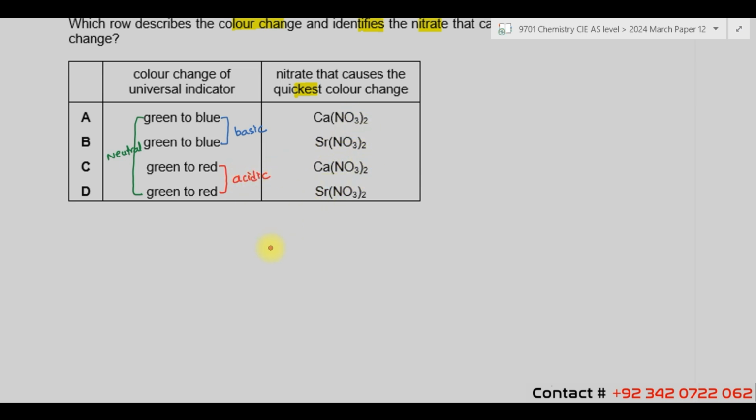So let's see group 2 nitrates, we have calcium nitrate and strontium nitrate. We can use metal M instead of nitrates. So nitrate decomposes to form metal oxide, nitrogen dioxide and oxygen gas. This nitrogen dioxide is a brown and acidic gas. So it will decrease the pH of water. So universal indicator will turn from green to red because the solution becomes acidic.